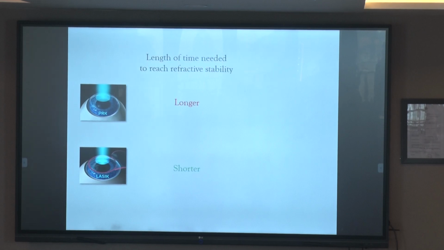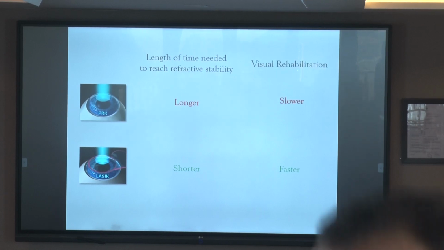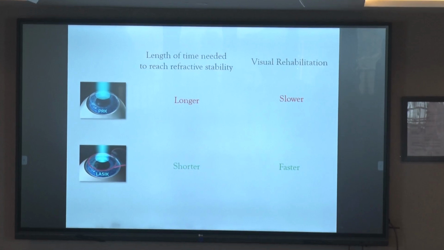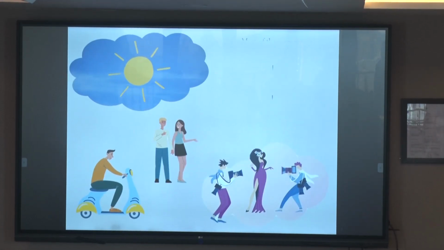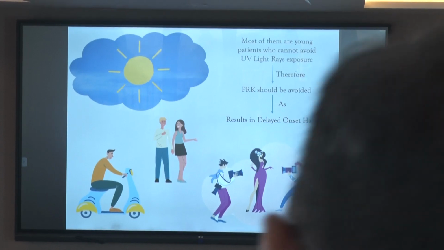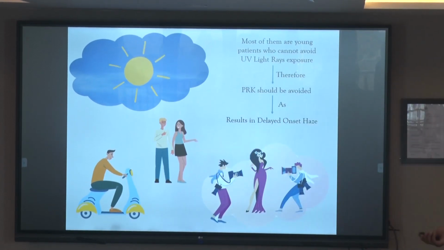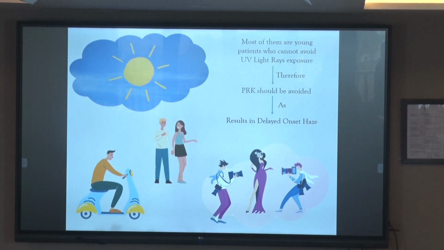In cases of PRK, the time needed to get refractive stability is much longer as compared to a LASIK. At the same time, visual rehabilitation in LASIK is much faster. And most of these patients are young patients who cannot be told to avoid UV light. We all know that in a PRK, in order to prevent haze, we tell the patients to try and avoid UV light. None of these patients from Gen X are going to avoid the UV light, and therefore, there can be a risk of developing haze in these patients because of constant exposure to UV light.